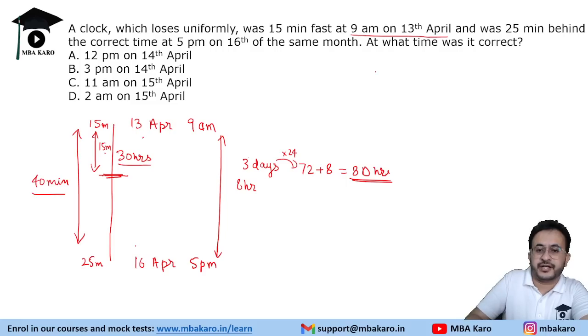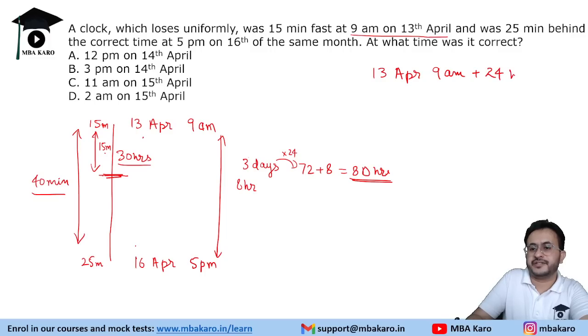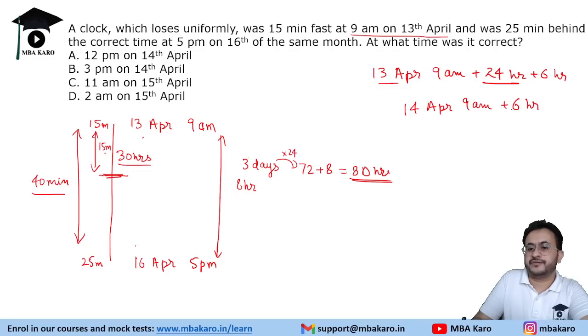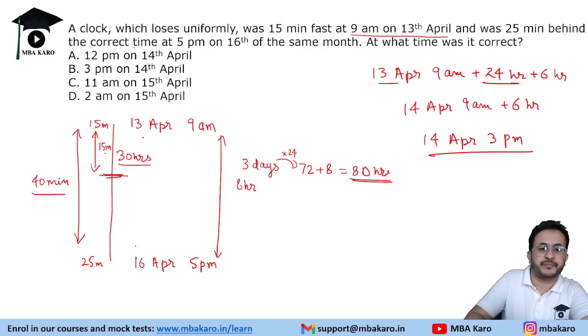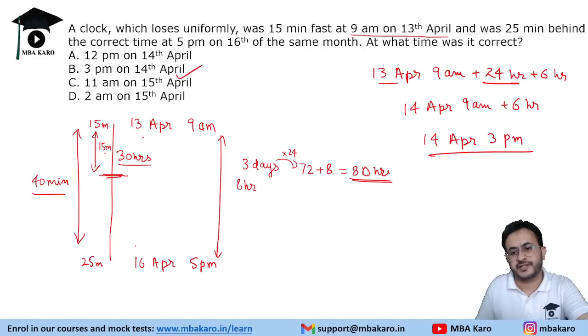So add 30 hours to 13 April. 13 April, 9 a.m. plus 30 hours. 30 hours means 24 hours is one day plus 6 hours. So 24 hours will make it 14 April, 9 a.m. plus 6 more hours. 9 a.m. plus 6 is 15 hours or 3 p.m. So 14 April, 3 p.m., it will show the correct time. So that is our answer.